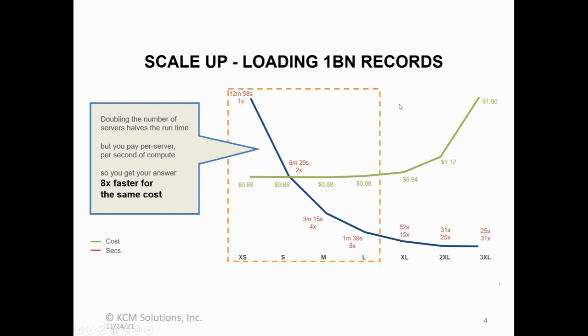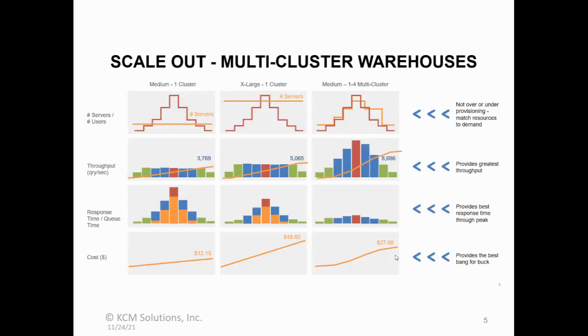In this case, loading 1 billion records. As you see, large, you get the best increase linearly from extra small, but later on, as you move on to greater warehouses, you see it gets more marginal gains. And then another example of increasing warehouse size is scaling out for multi-clustering.